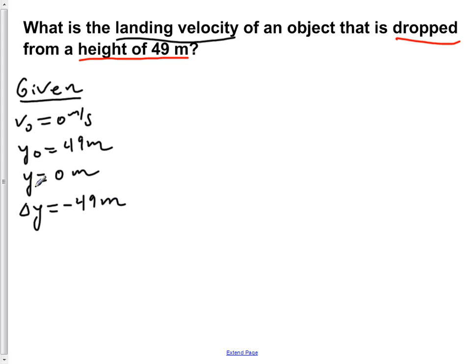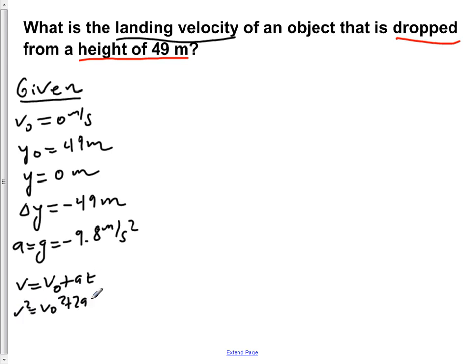We also know that since we're falling under the effect of gravity, our acceleration is negative 9.8 meters per second squared. Now, the three kinematics equations we have to choose from are v equals v naught plus at, v squared equals v naught squared plus 2a delta y, and y equals y naught plus v naught t plus 1/2 a t squared. Now, of our given information, we're not given any form of time for this trip.